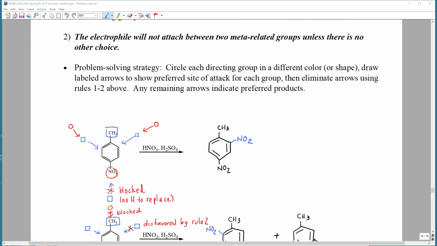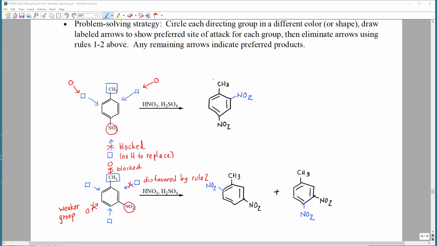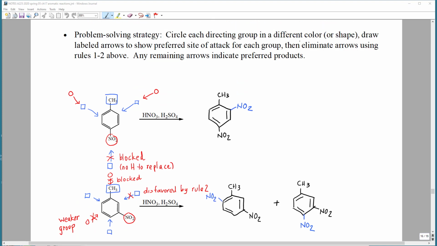Let's look at two examples really quickly with a problem-solving strategy. What we're going to do in this strategy is look at the two groups that are already attached. We're going to indicate those two groups with either a shape or a color, and then we're going to draw arrows to show where those two groups would like the incoming electrophile to attach.